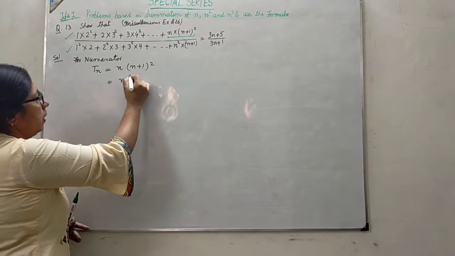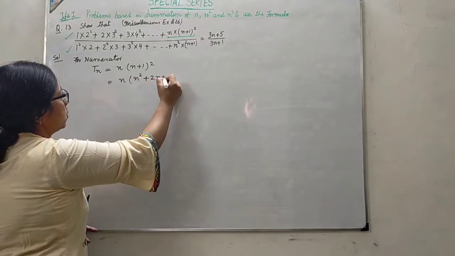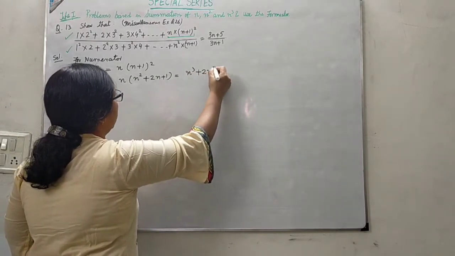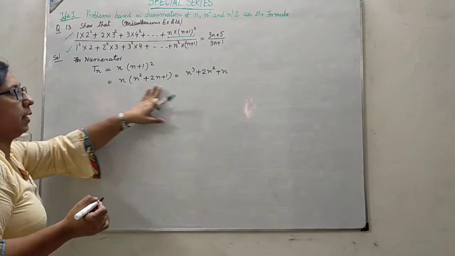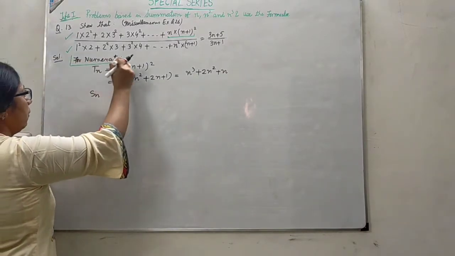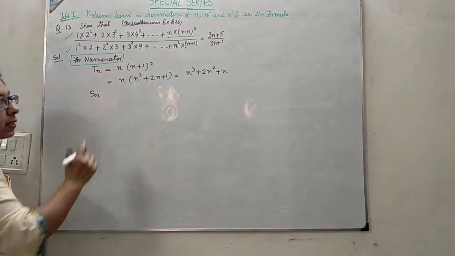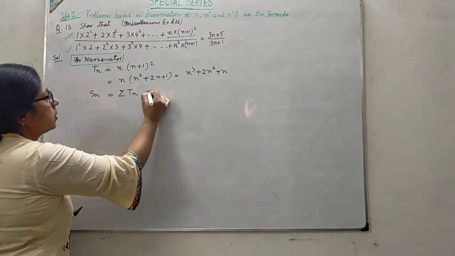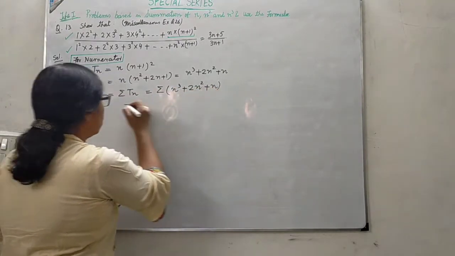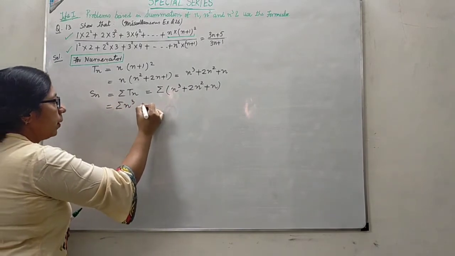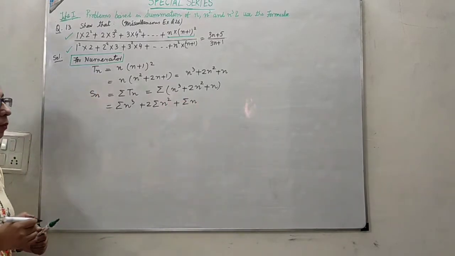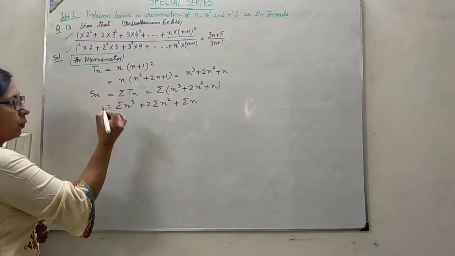Then we have n into n square plus 2n plus 1. If I simplify this as n cube plus 2n square plus n, we have got Tn as this term. So Sn, this is for numerator, this you will have to mention. And now Sn is your sigma Tn, and this is your sigma over n cube plus 2n square plus n. So this is your sigma n cube plus 2 times sigma n square plus sigma n. We have used the property of the sigma operator, the distributive property.